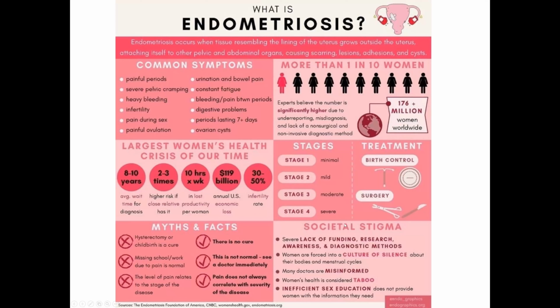There's also a lot of societal stigma. Women are forced into a culture of silence about their bodies and menstrual cycles, and many doctors are misinformed, and a lot of people just don't want to talk about women's health, and then a lot of people don't even know about it because of inefficient sex education. And one big myth surrounding endometriosis is that having a child will cure it.